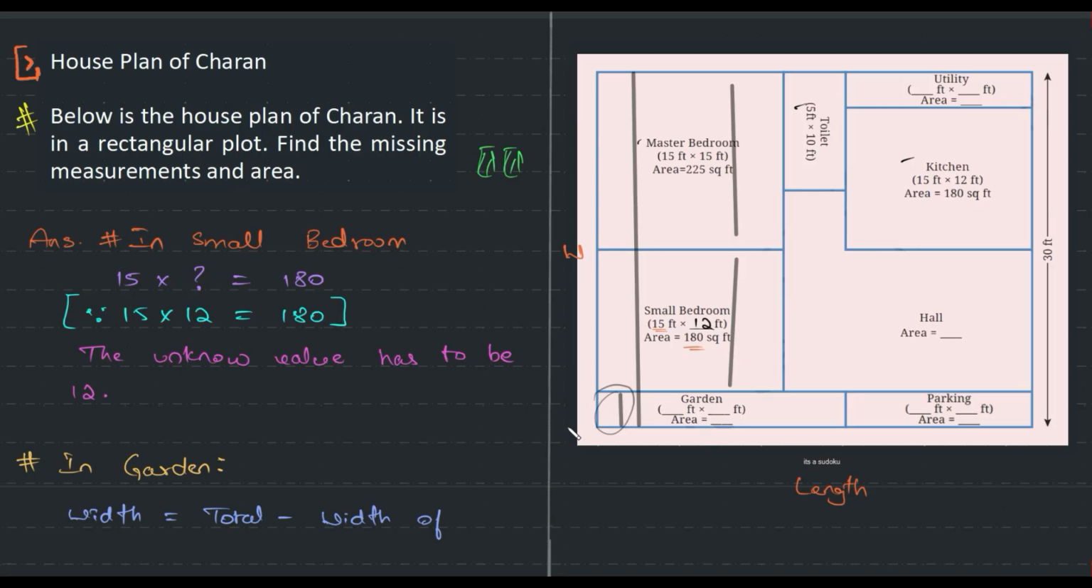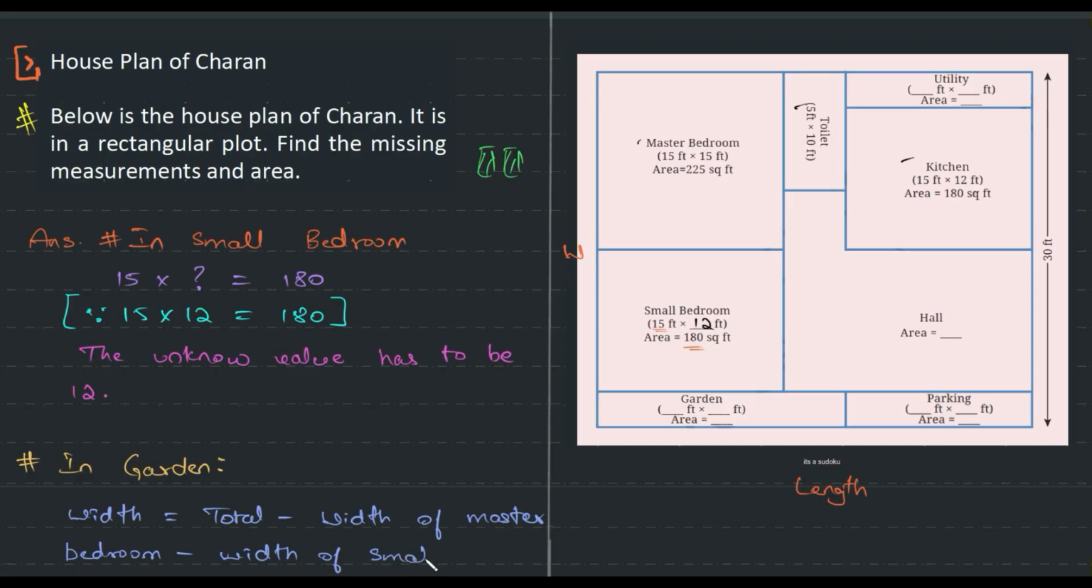Do you guys agree? So if I happen to subtract the first width, we'll be eliminating this. And the second, we'll be eliminating this. And then we'll get the answer, as simple as that. Minus width of master bedroom, minus width of small bedroom.